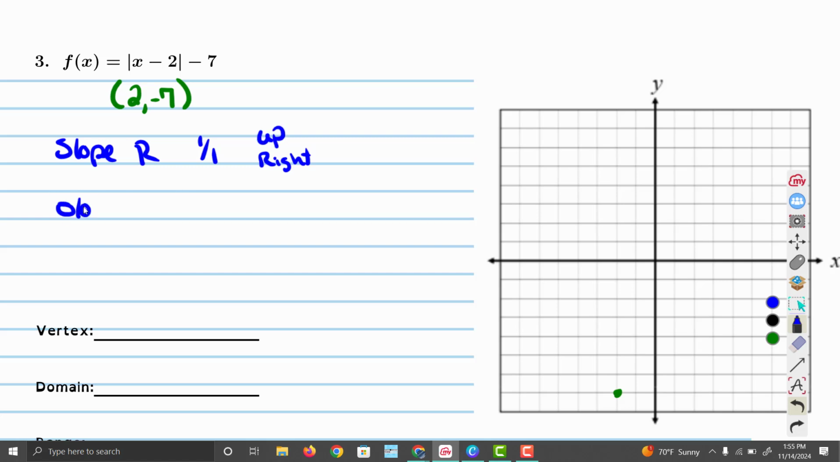My slope going left is -1/1. So when I go left and I'm negative, I still need to go up. But these two are going to match. So I'm going to do that until I run out of graph space.